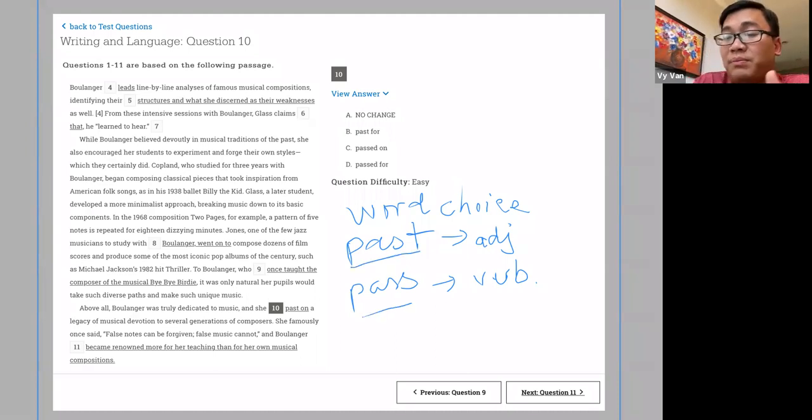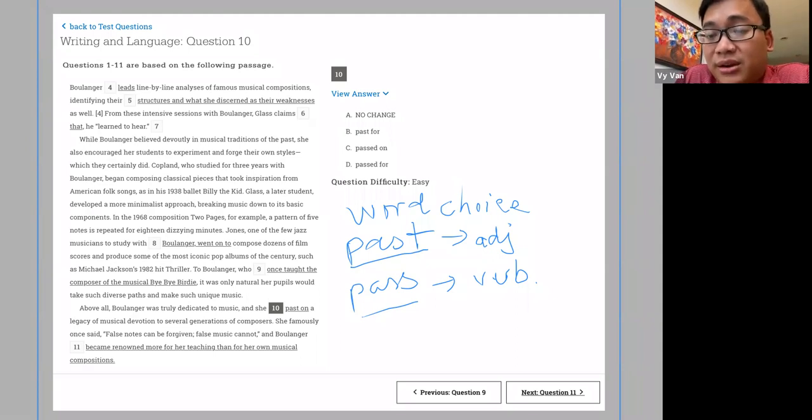And then we want to pass this on to someone else, or let's say I want to pass the ball. That's a verb. Let's see which one should go here. "Above all, Boulanger was truly dedicated to music, and so we have a subject." Obviously, it has to be a verb, right? So we know A and B are wrong. So she passed, and when you use pass, we use the preposition on. Pass on a legacy, and obviously the answer is C. Let's move on.